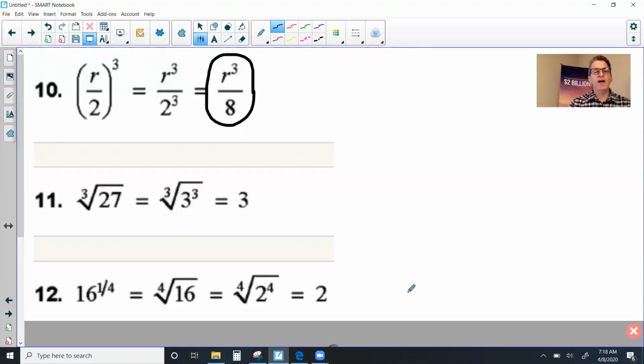Number 12, rational exponents. You're looking for the fourth root of 16. Fourth root of 16, and that answer is 2. So what number, when you multiply it together 4 times, gets you that 16? In this case, it's 2. Positive fourth root of 16 is 2.